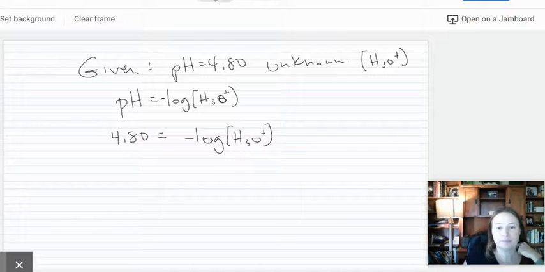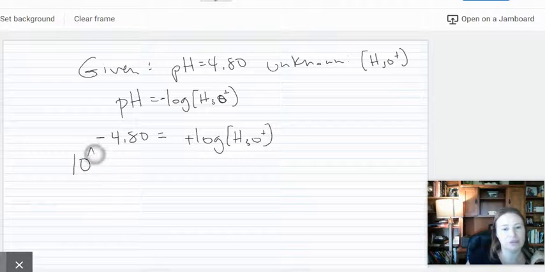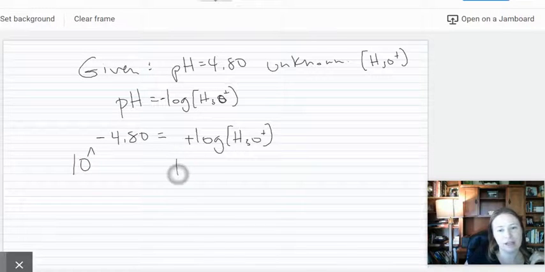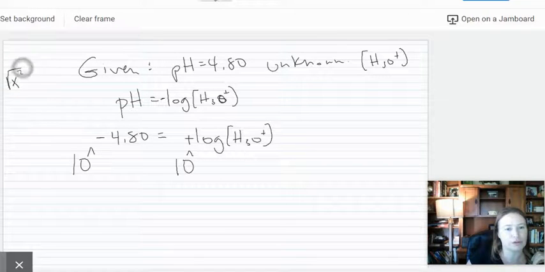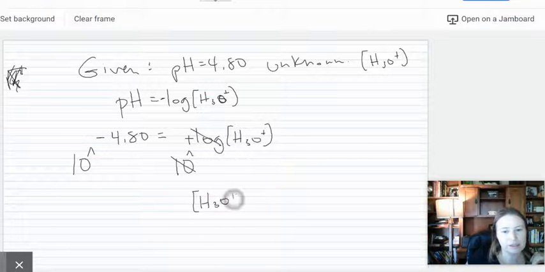So I skipped a step as well. We have to multiply both sides by -1 because I want positive. So multiply both sides by -1 to get rid of that negative in front of the log. And then we need to get rid of the log. 10 to the negative 4.8. It's also like if you square root, square, they cancel out. Same thing, 10 and log cancel out. So I've just solved for H3O plus.